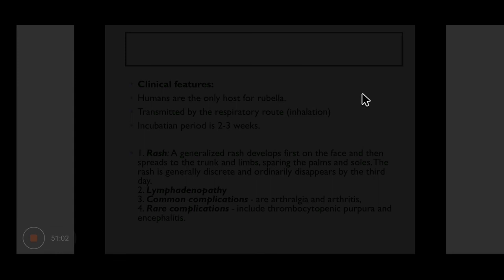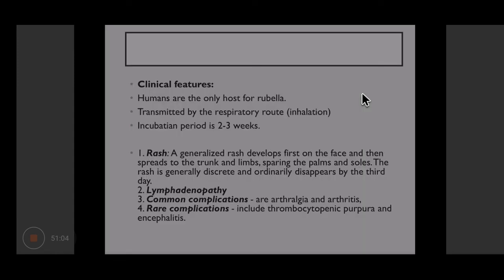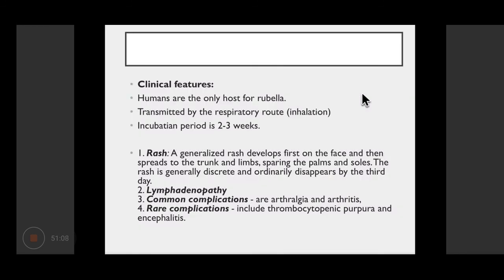So humans are the only host for rubella, and it is transmitted again by the respiratory route. Incubation is again 2 to 3 weeks. In normal healthy adult patients or even healthy children, a generalized rash appears first on the face, then spreading to the trunk and limbs. But the rash is generally discreet and it generally disappears by the third day. It is not a very severe kind of rash.